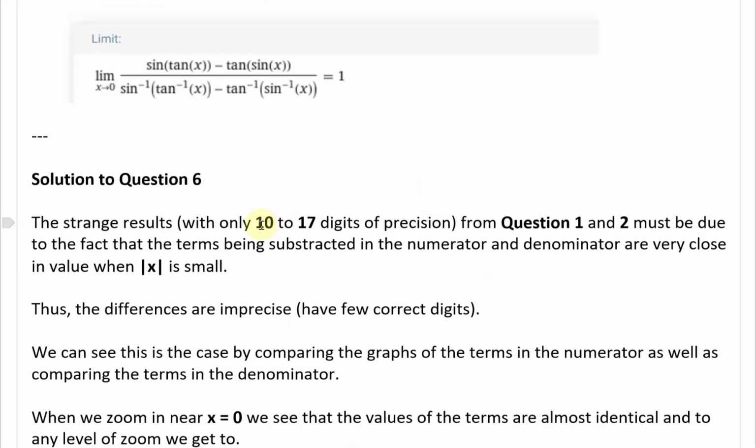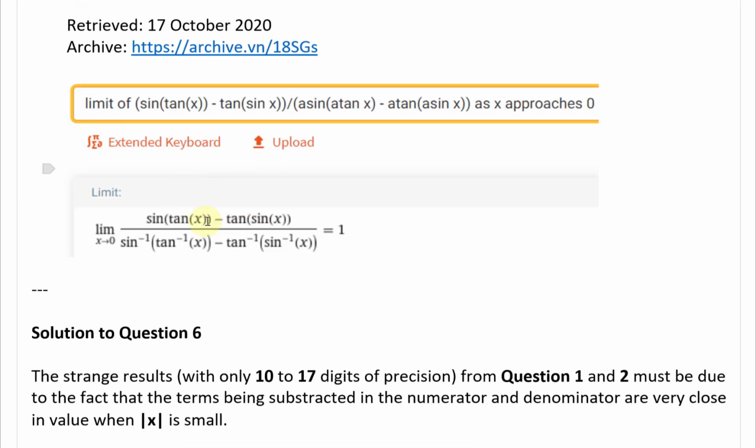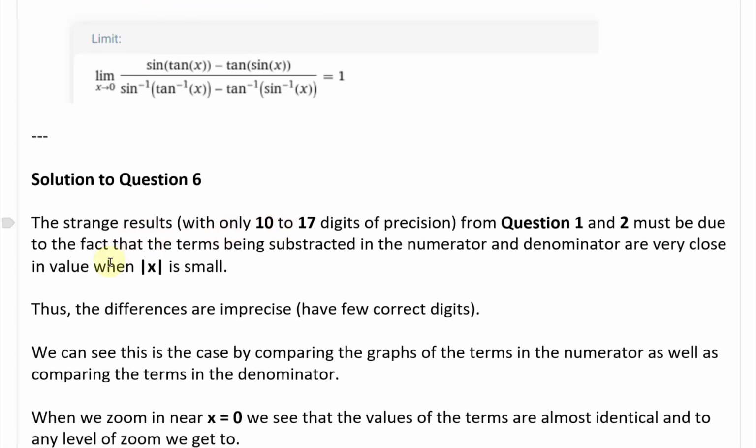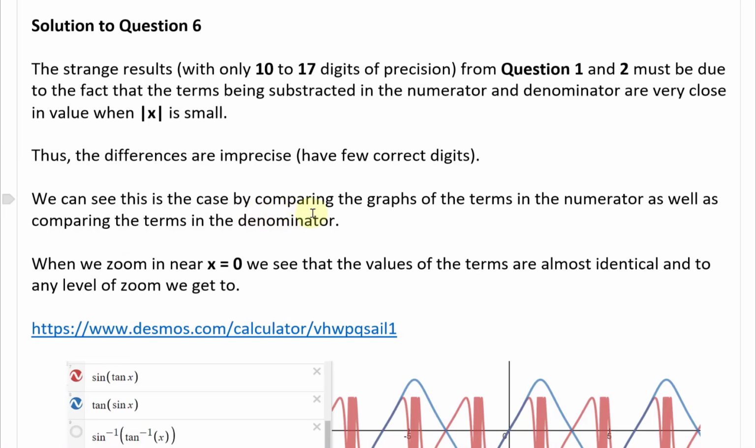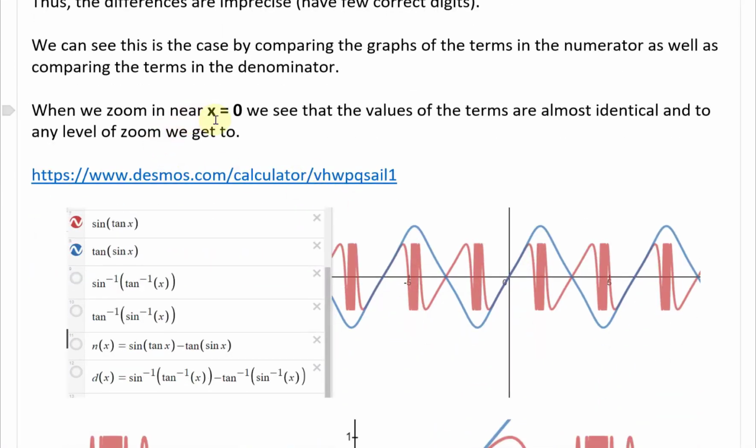The strange results with only 10 to 17 digits of precision from questions 1 and 2 must be due to the fact that the terms being subtracted in the numerator and the denominator, because remember there's a subtraction there, are very close in value when the absolute value of x is small. Thus the differences are imprecise, with few correct digits. We can see this is the case by comparing the graphs of the terms in the numerator as well as the terms in the denominator. When we zoom in near x equals 0, we see that the values of the terms are almost identical to any level of zoom we get.